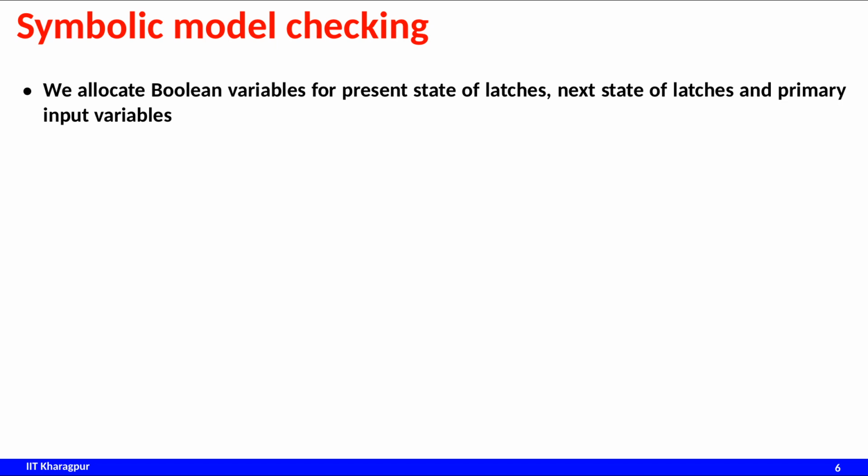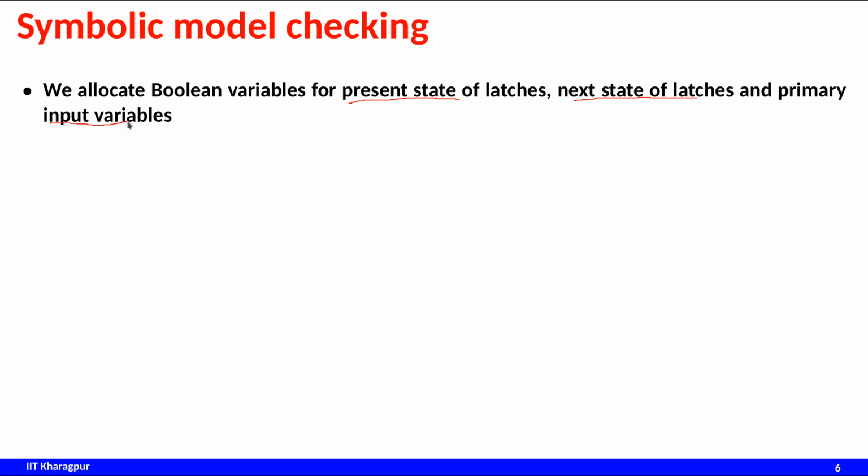From these sequential circuits, we need to extract out the transition system, and we extract out this transition system in a symbolic manner. So how we do that, we will be explaining now. In order to do that, we allocate Boolean variables for the present state of the latch and the next state of the latch, as well as for the input variable.